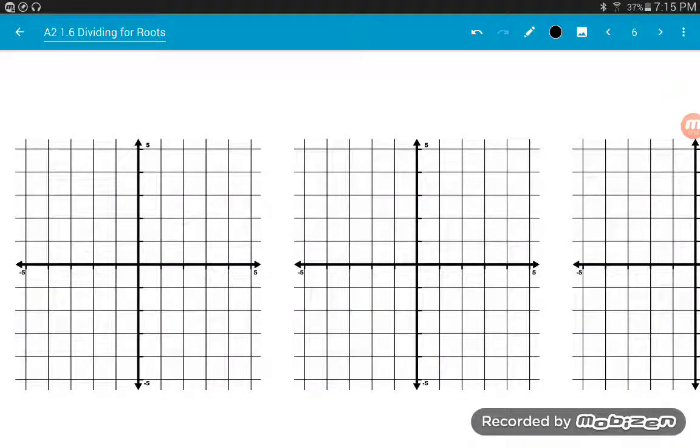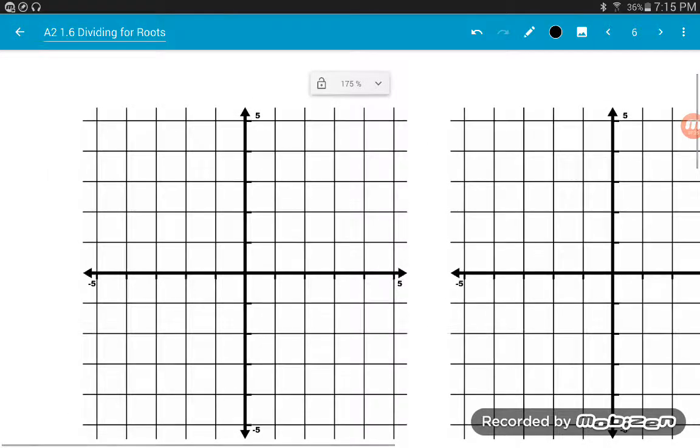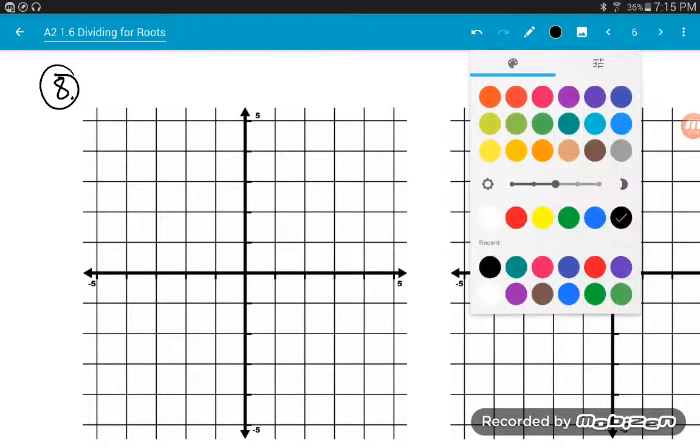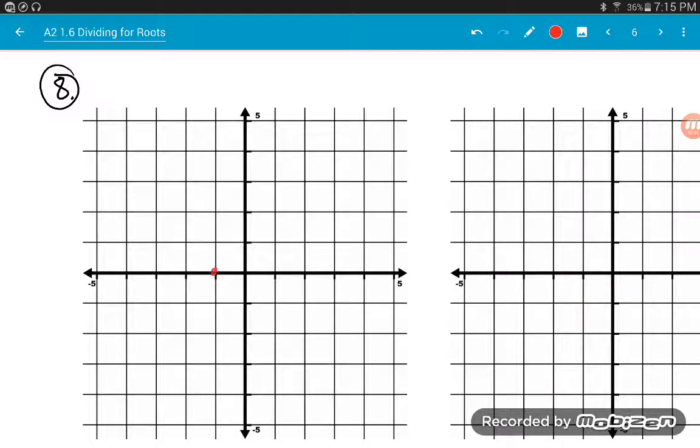I'm going to go to my graph. This is for question number 8. I know that my function crosses at negative 1, negative 2, and negative 3. It doesn't really matter how you draw this, at least not for now, but we want to make sure that the function goes through all of these points.